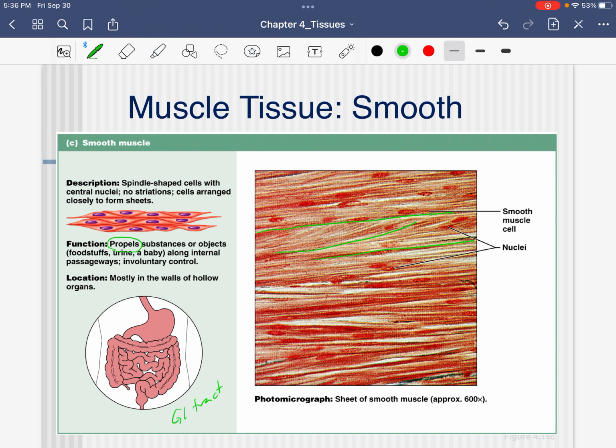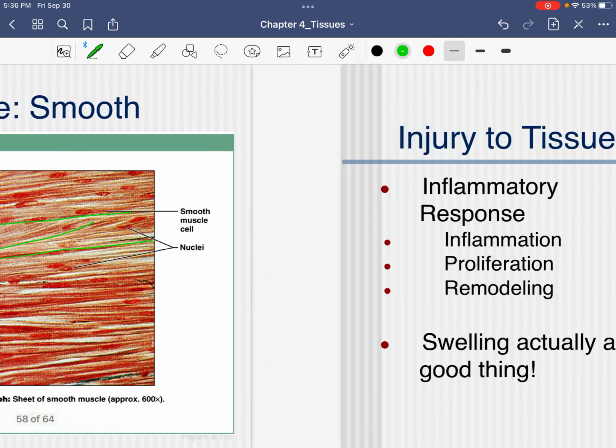I do always laugh because in this particular slide, if you read the function, maybe you already have, propel substances or objects, parentheses, foodstuffs, urine, a baby. Because indeed, this is a type of muscle that's found in the uterine wall that will contract during childbirth to push a baby out. But I just think it's kind of funny how it's written there.